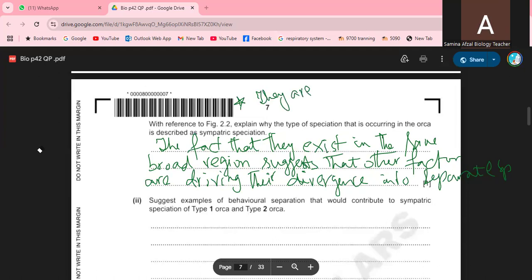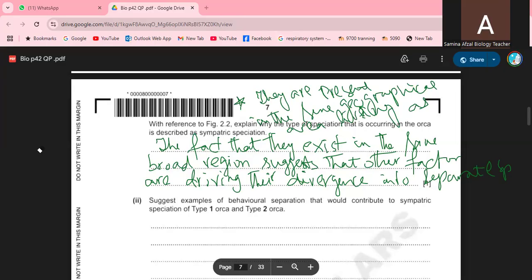They are present in the same geographical area, living as separate species.